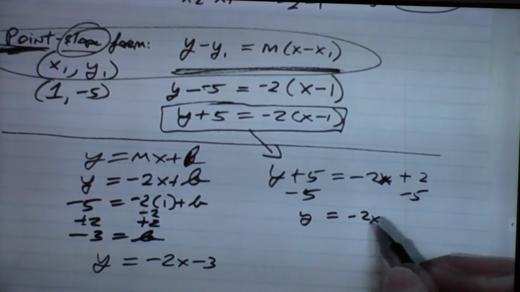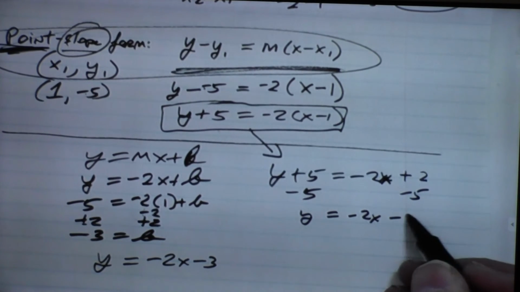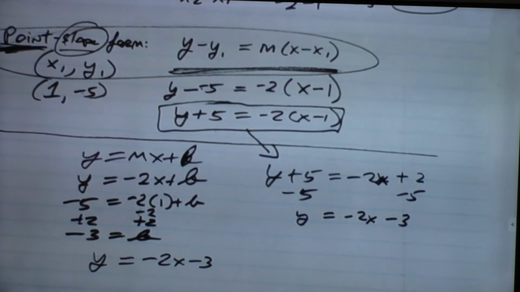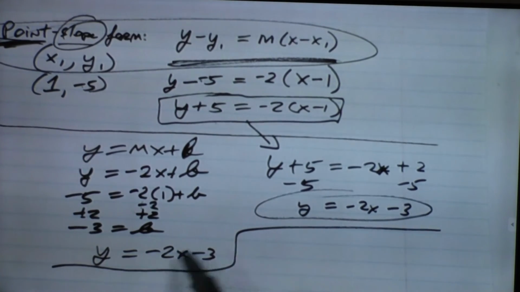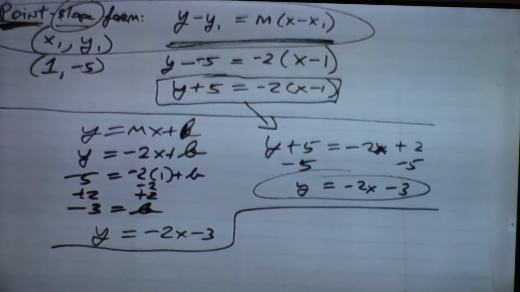Y equals -2x, -5 plus 2 is -3. Imagine that, they're the same. So therein is the slope-intercept form, either way that you were to do it.